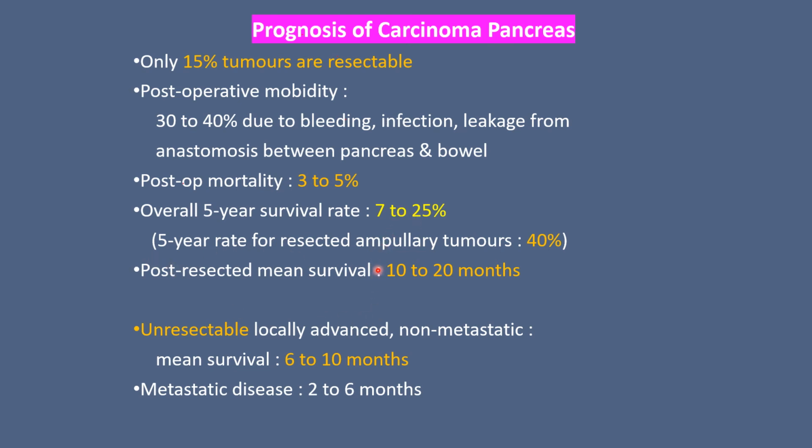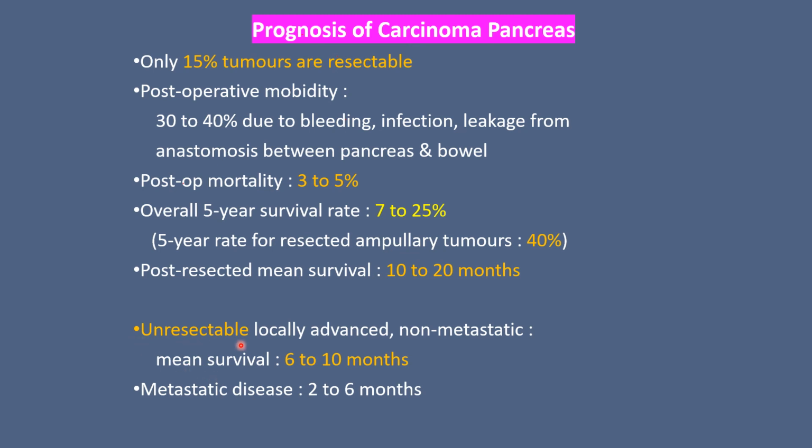Whereas if it is an ampullary tumor, total resection will give you 40% 5-year survival rate. So the prognosis of periampullary tumor is much better than carcinoma head of pancreas. In carcinoma head of pancreas, who's undergoing this operation, the post-resection mean survival is 10 to 20 months. So most of the patients die within 2 years, even after a curative operation.